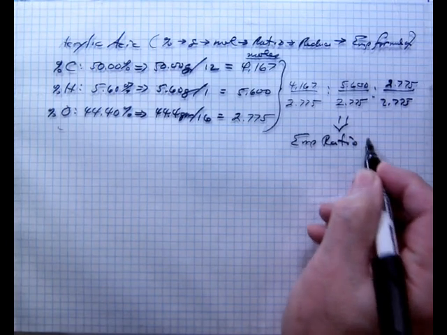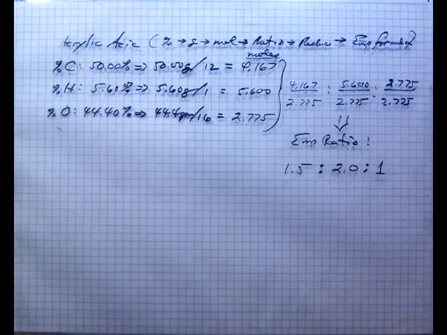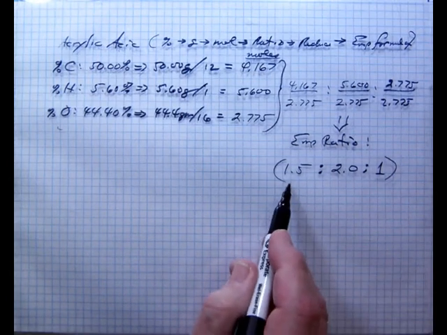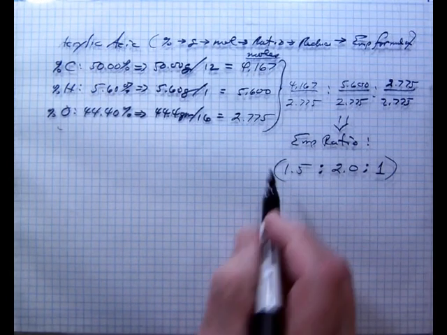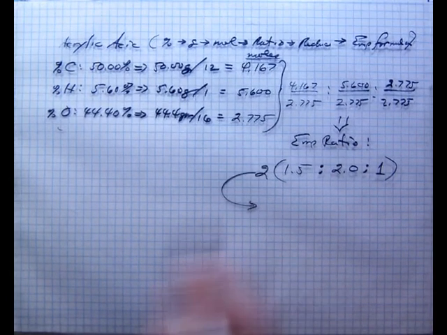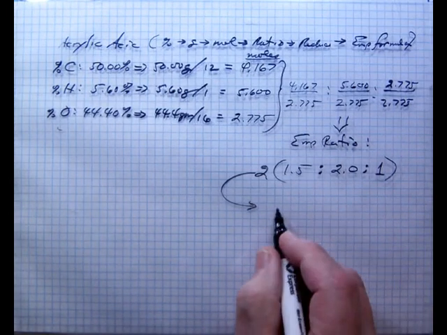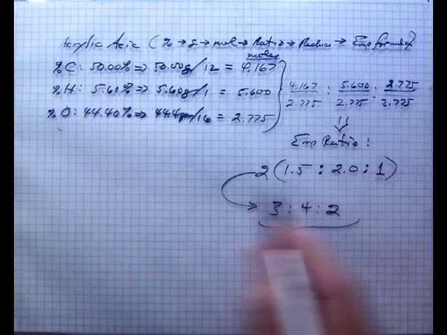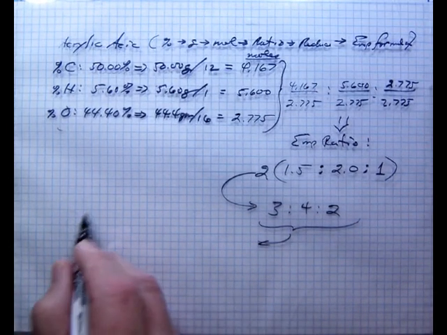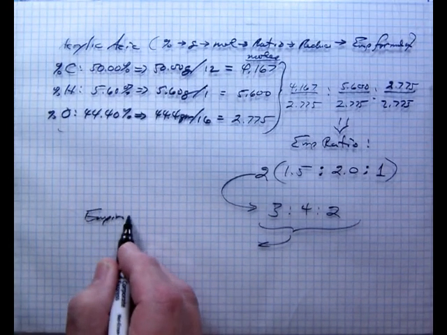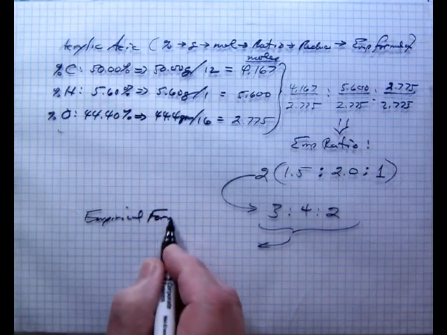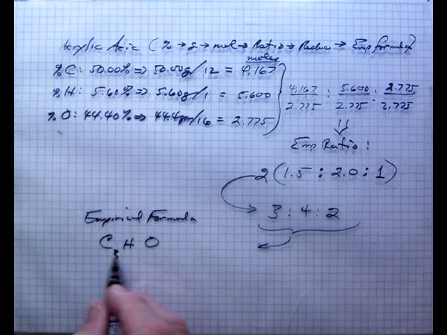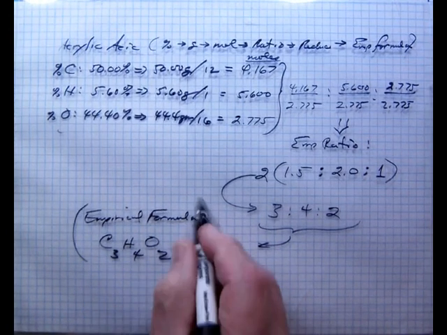What do I have to do to this one? This is exactly the way it came out. So if I have a 1.5 here, all I have to do is double this, and then I get the final empirical ratio, 3, 4, 2, right there. And then your empirical formula is CHO 3, 4, and 2.